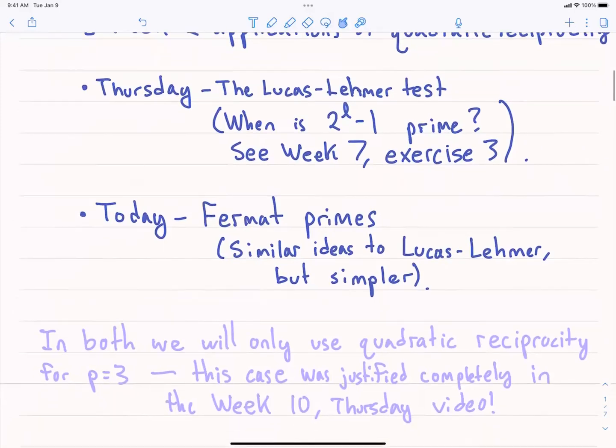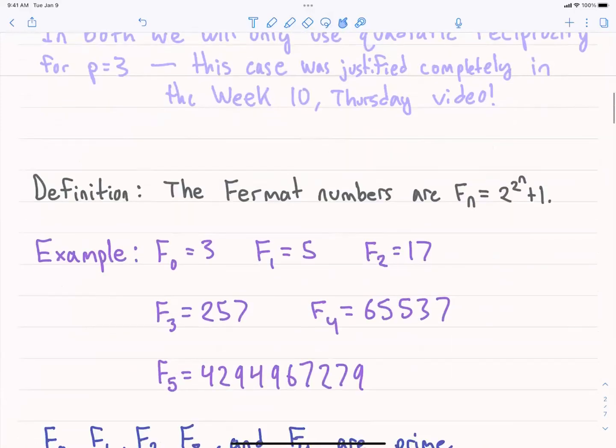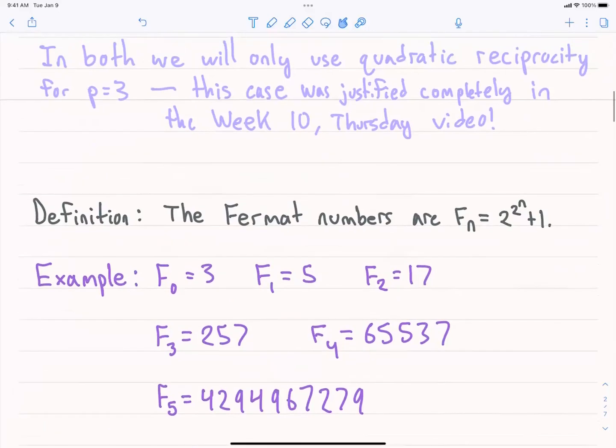Okay, so what is a Fermat prime? Well, a Fermat number is a number of the form 2 to the 2 to the n plus 1. There are a lot of exponents here, but you're raising 2 to the 2 to the nth power, and then you're adding 1 to it. So F0, that's 2 to the 2 to the 0. So 2 to the 0 is 1. So that's just 2 to the 1, which is 2, plus 1, so you get 3.